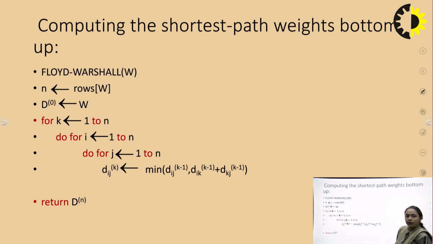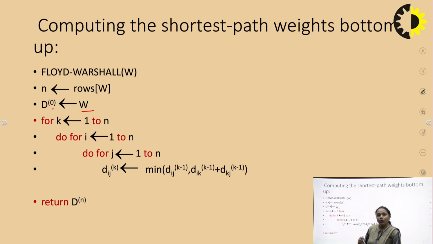Now this is the algorithm involved. First, we have to identify the number of rows. Here n represents the number of rows, and W is the weight. D0 is the matrix which represents the initial costing, the initial weights of the graph. Whatever weights are given within the initial graph are presented in matrix form in D. Now for k equals 1 to n, all the nodes are represented by n. So for k equal to 1, what will we do?